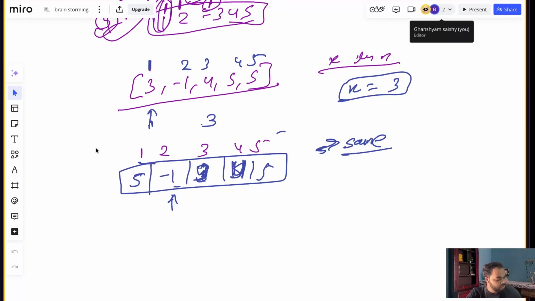Then it is negative. We need to consider the negative also. If it is negative, then we'll move ahead. We don't do anything at all. And then correct, correct, correct, and everything is good.